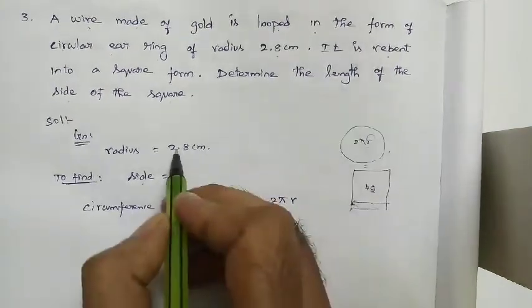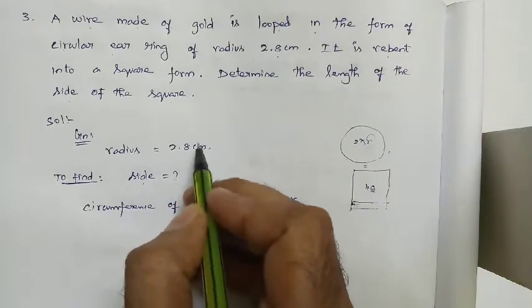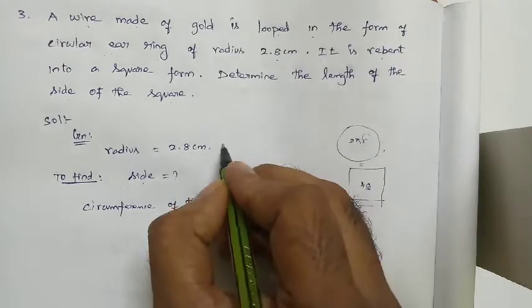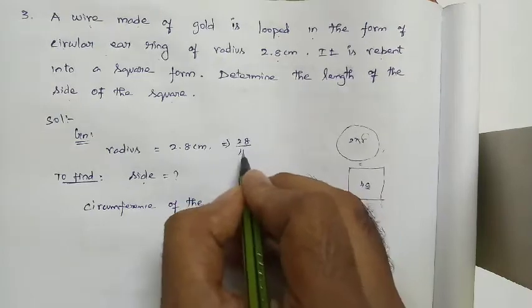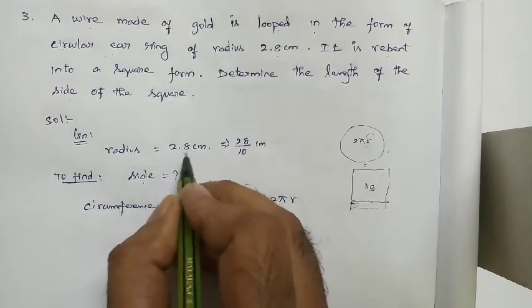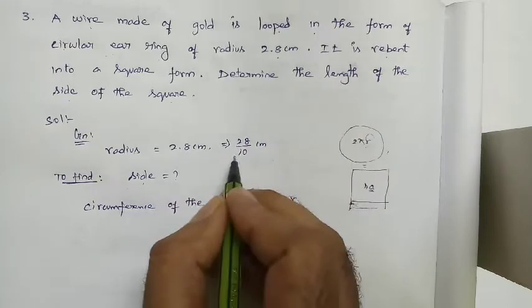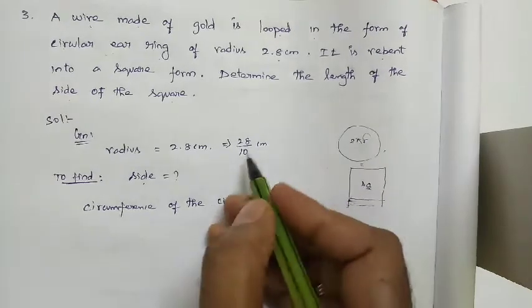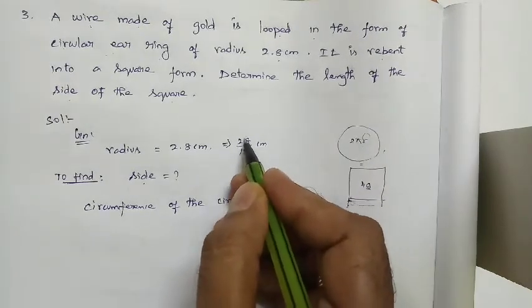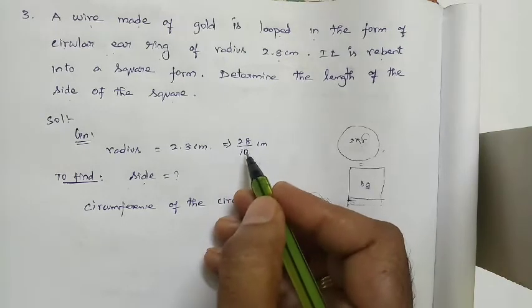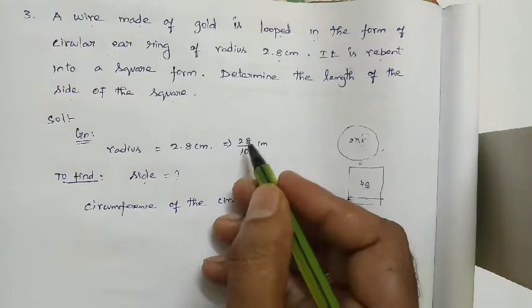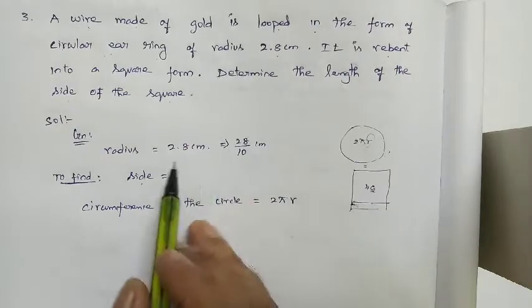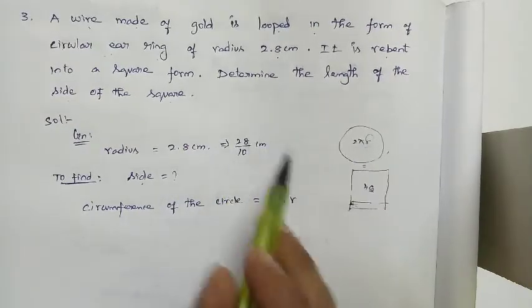And one more thing, whenever we have a decimal value, please convert it into a fraction. It will be very easy to simplify. So 2.8 can be written as 28 divided by 10. How many decimal digits are there in 2.8? Only one. So we divide 28 by 10, and then it will be very easy to simplify. Once again dividing by 10, we get 2.8. Not only for this sum, whenever we have a decimal value, please try to convert it into a fraction. It will be very easy to simplify.